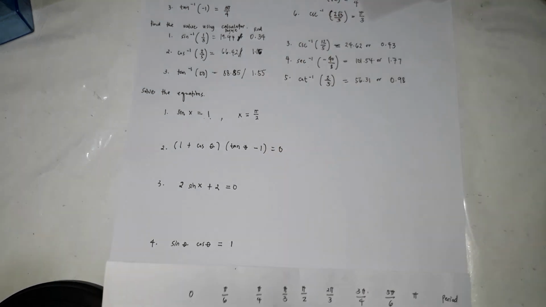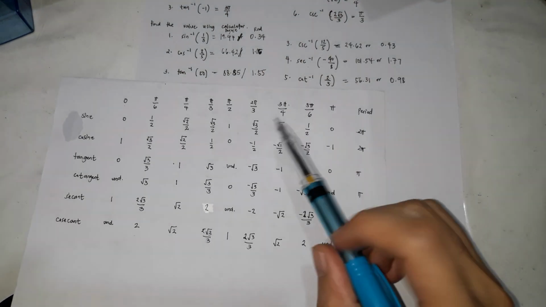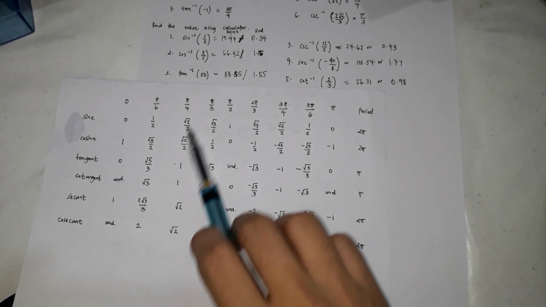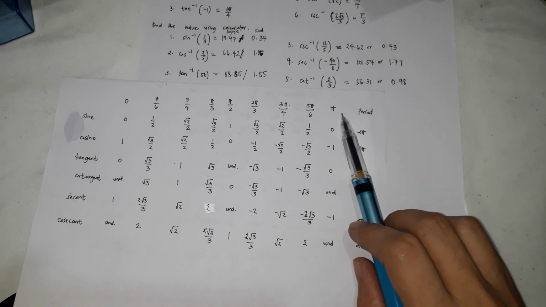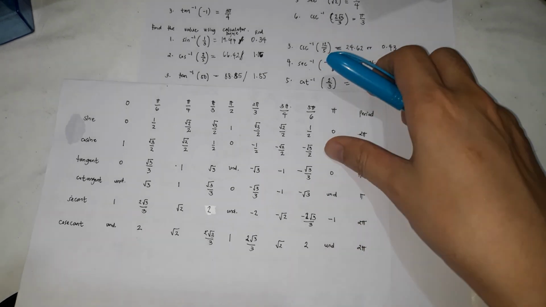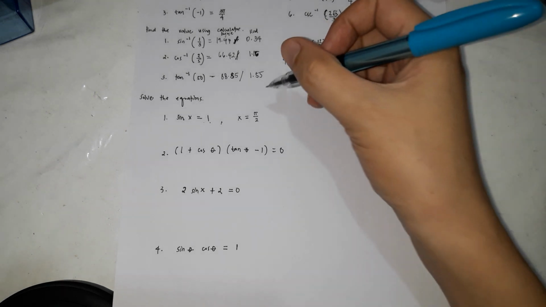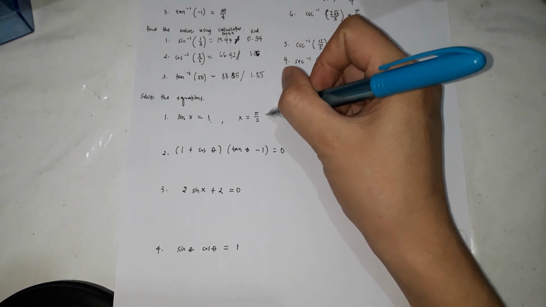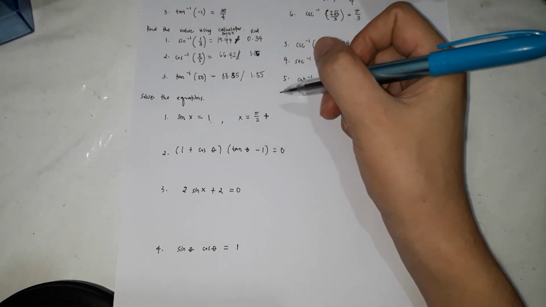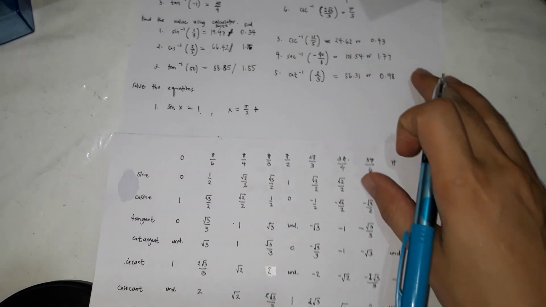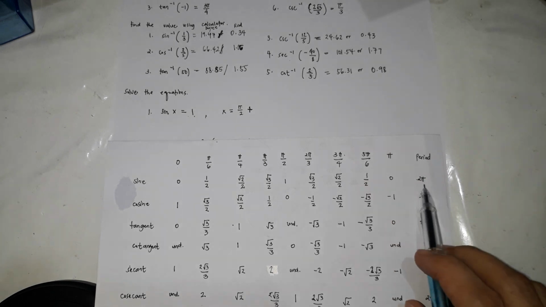If you're going to remember the graph of sine, it's like this. So it goes back to 1. So what you're going to do is not just simple like this. You're not just going to simply write pi over 2. Instead, you're going to add the period. So the period of sine is 2 pi.